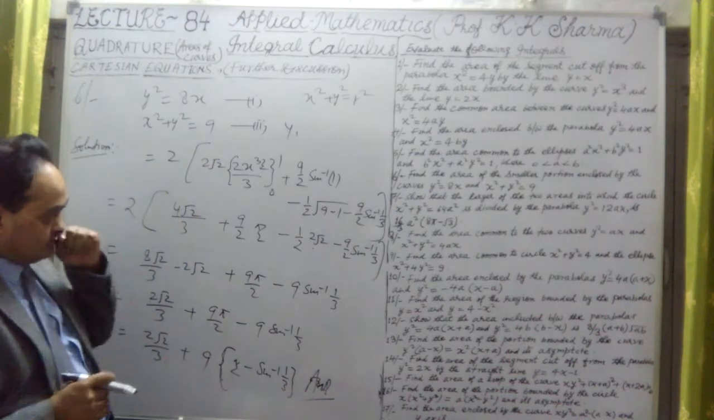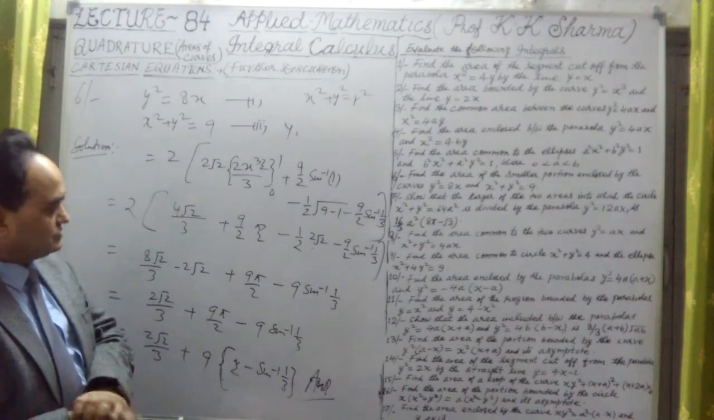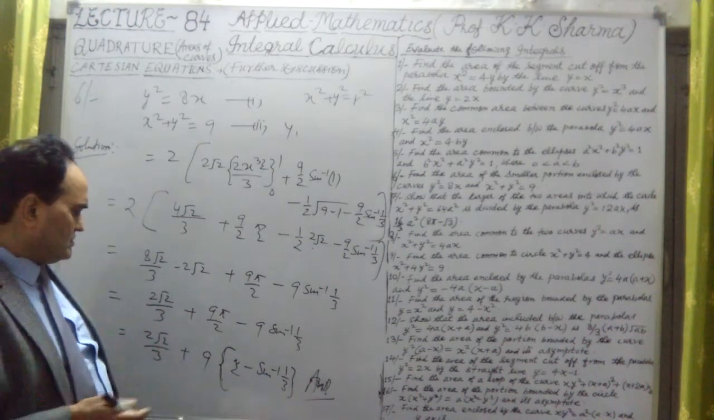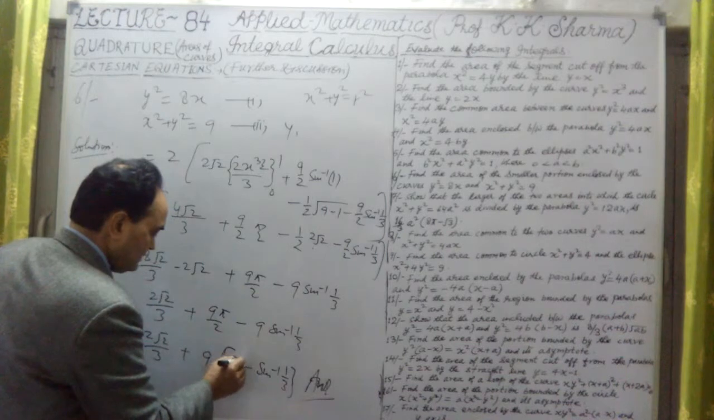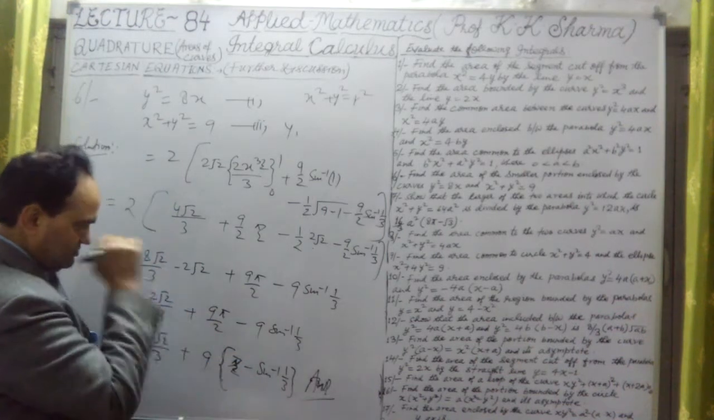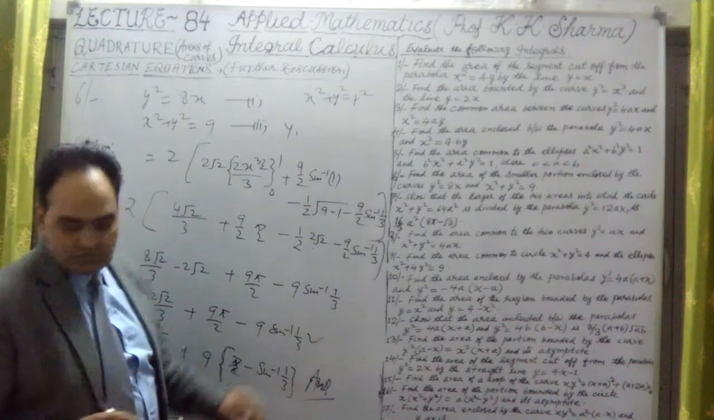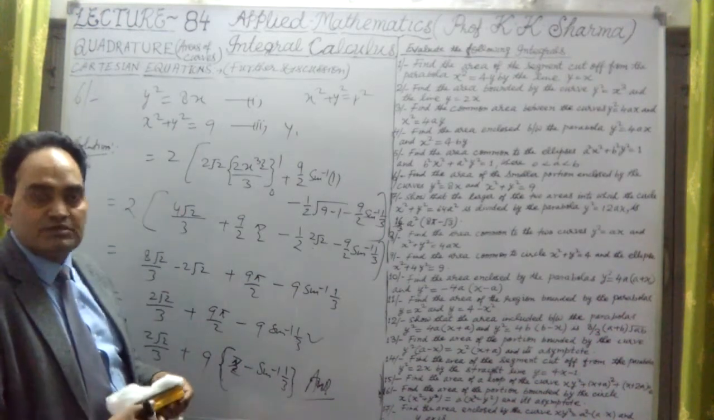For question number 6 here, this is the answer. Finally, it cannot be further solved. It is π by 2 or 9π by 2. This can be the answer, or this is the answer finally. Okay, so question number 6 we have done here.